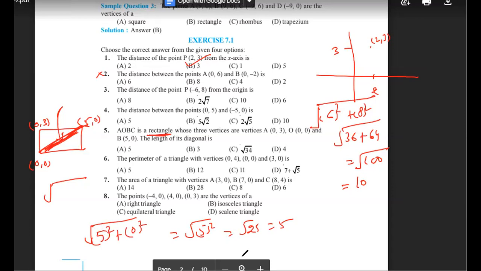Five comma 0. No. You have to think it again. Okay, if I consider 0 comma 0 is the point of this one, so 3 will lie here, and then this 5. Okay, it's okay. The 5 will be the correct option. Okay, got it. Yes, sir. Okay.